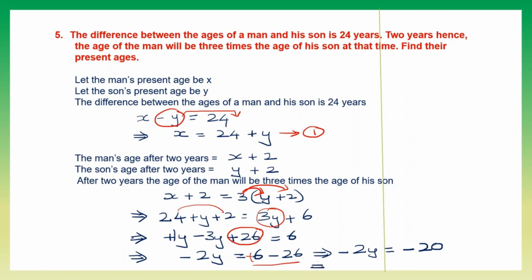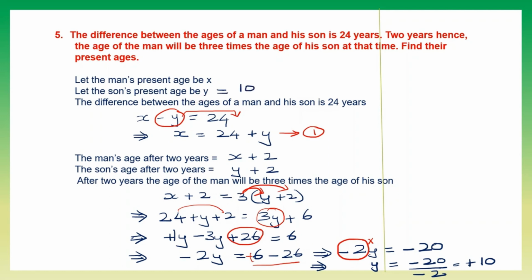So we can easily find the value of y by saying minus 20 divided by minus 2. Because we have transposed this minus 2, which is multiplication here, to the other side, it's become division. So minus into minus is plus. Then 20 divided by 2 is 10. So now we have found the value of y. Y is equal to 10. So what is y according to our statement? We said let the son's present age be y. So he is 10 years old. So the son is 10 years old. So let's write that there. Son is 10 years old.